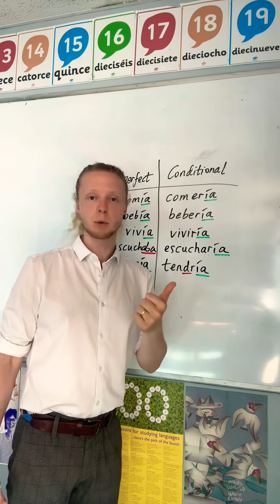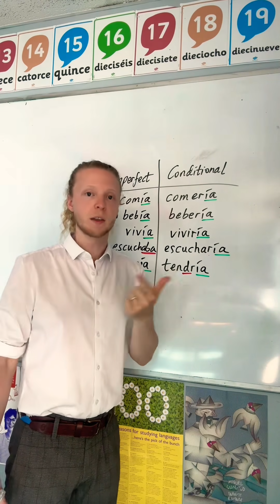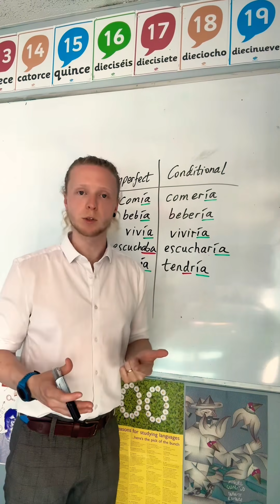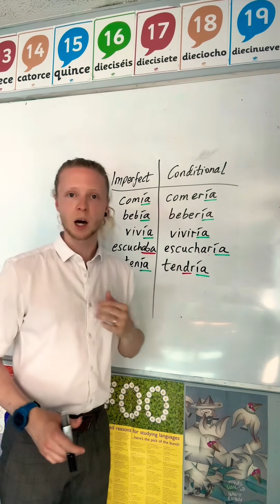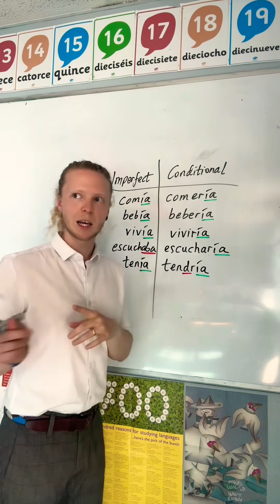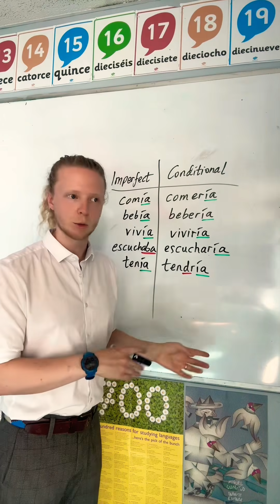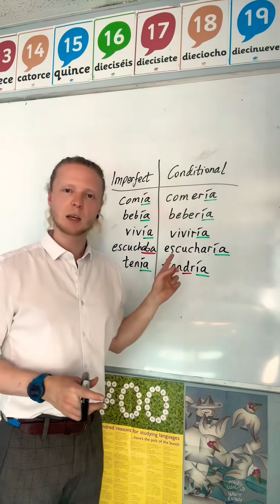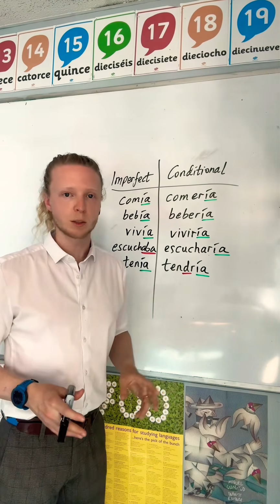First of all, the first person and the third person singular are the same ending, so that's one point of confusion. Yo comía, I used to eat, or I was eating. Él comía, ella comía, usted comía. We've got the same ending for lots of different grammatical persons.